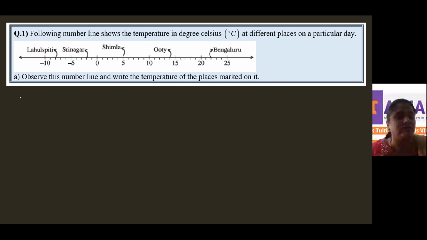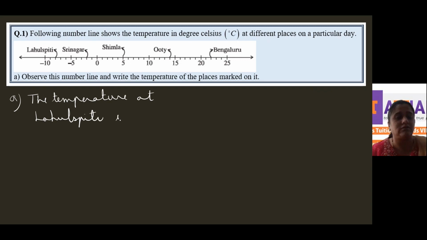So tell me, what's your answer for A? I'll ask one by one. Danvin, first one. The temperature at Lahul Spiti is -8 degrees Celsius. Correct. Next, Navneet, the temperature at Srinagar? Now I'll tell you how to write. You should write the temperature at only once. Then below, Lahul Spiti is -8 degrees Celsius.